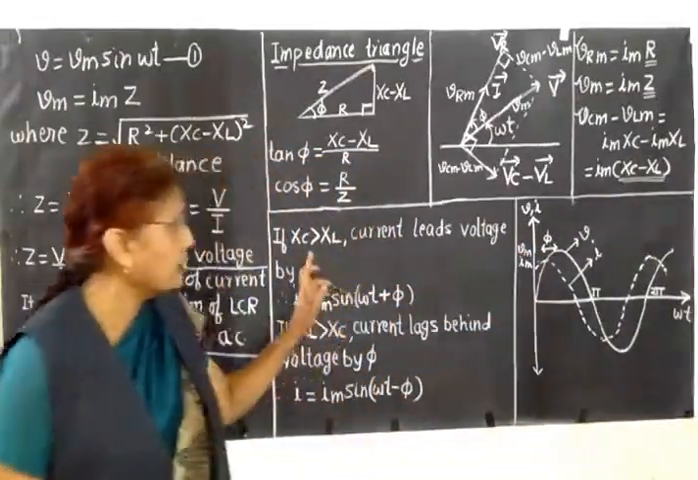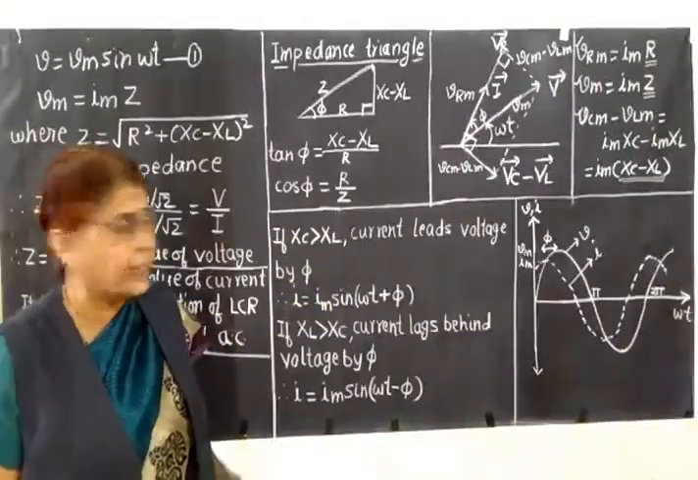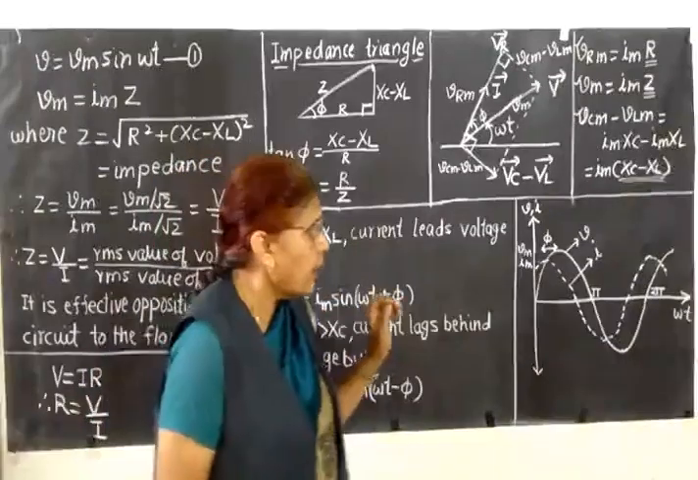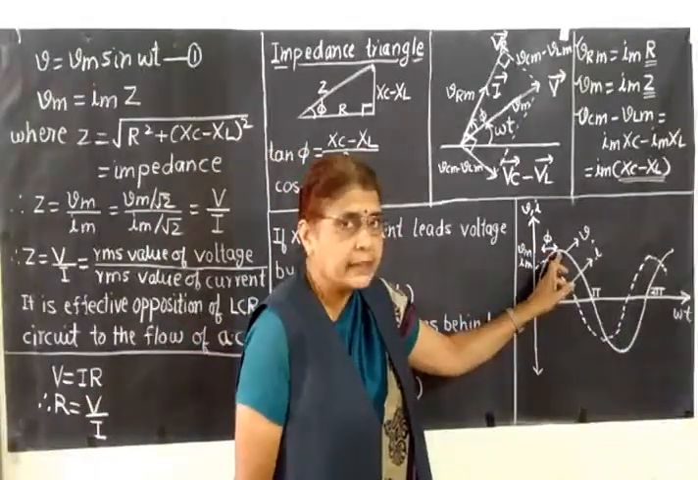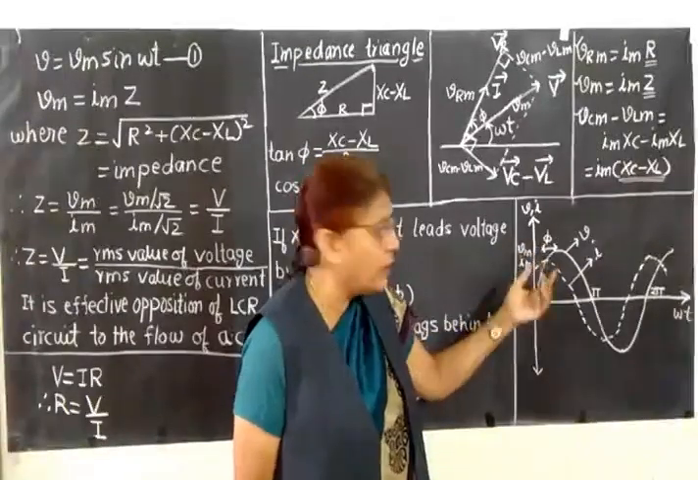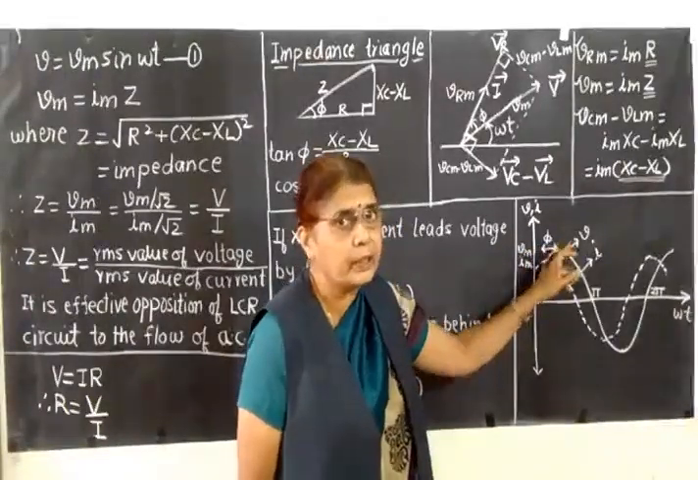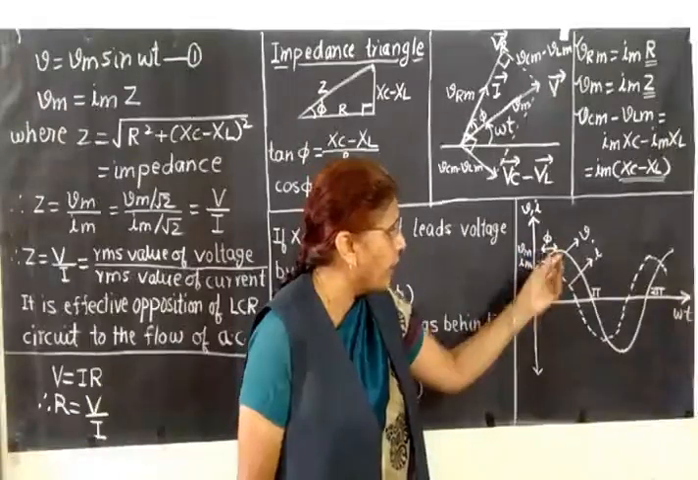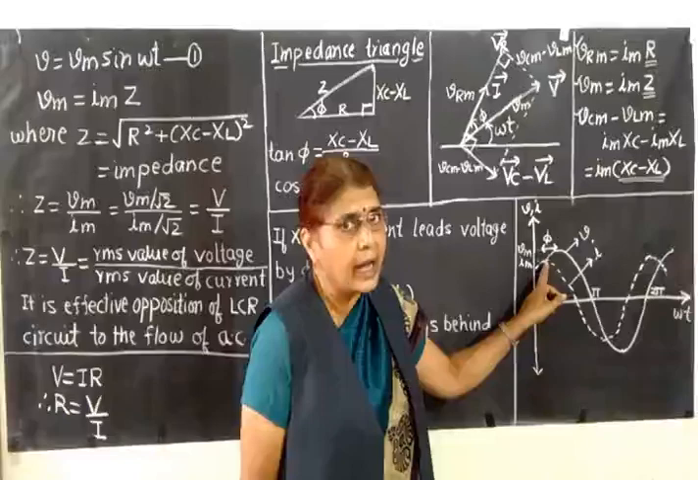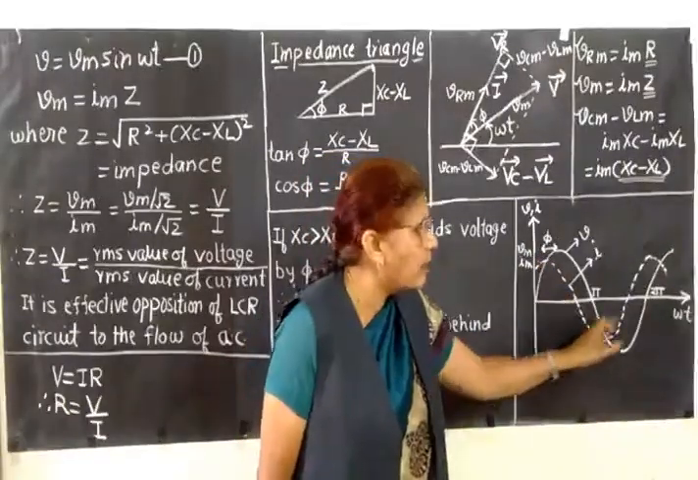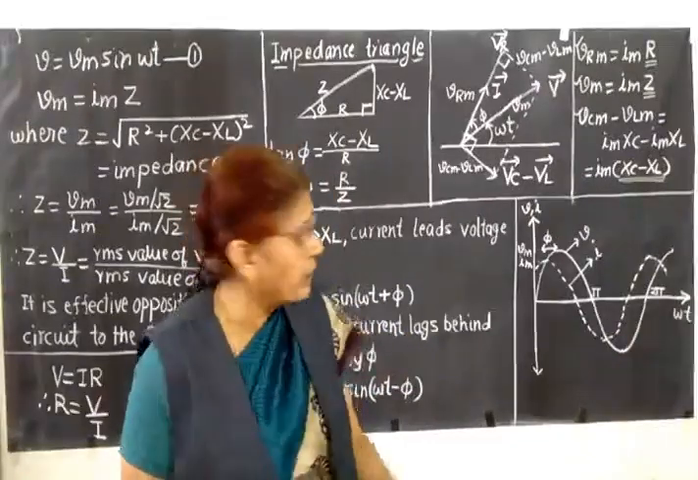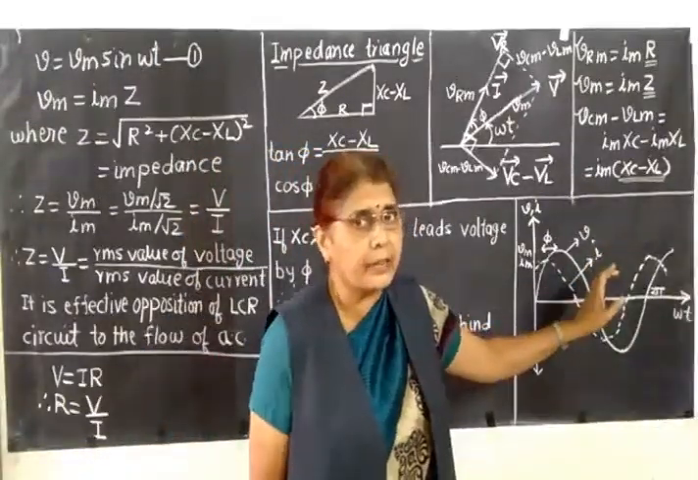Now in this first case, XC greater than XL, current leads the voltage by an angle phi. The meaning is, before the voltage takes its maximum, the current will take the maximum. How much angle before? It is an angle phi before the voltage. So through an angle phi, this peak will be there for the current. So it is Im. So then again you have the sine curve like this. The solid line gives you the voltage waveform and the dotted line gives you the current waveform.